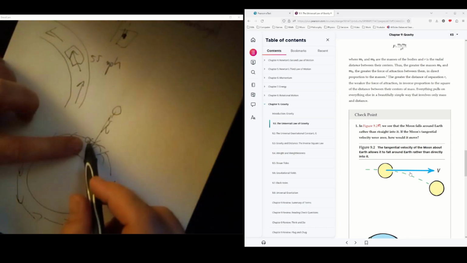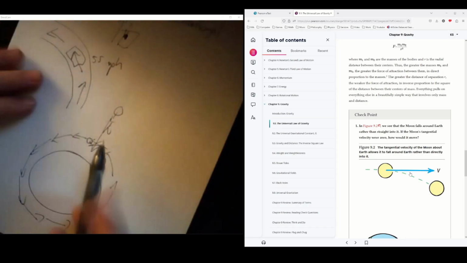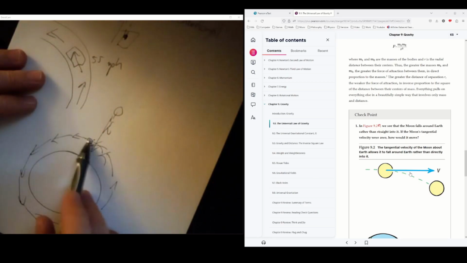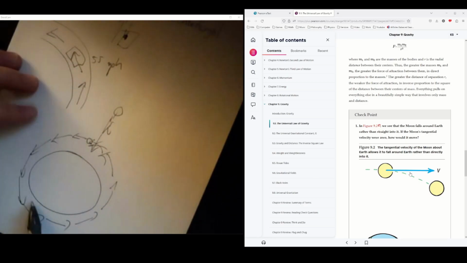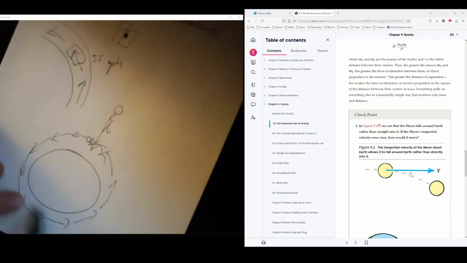But an object in orbit, and again, you have to have a velocity. The velocity is the crucial part. You have to have this tangential velocity, we call it. It's going around. And then the acceleration changes the vector direction. It doesn't actually change your speed.